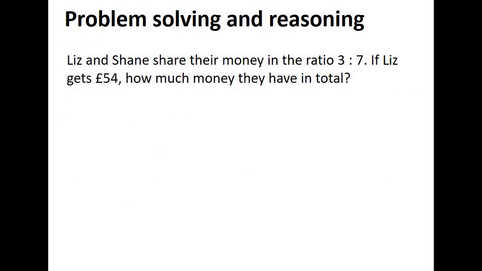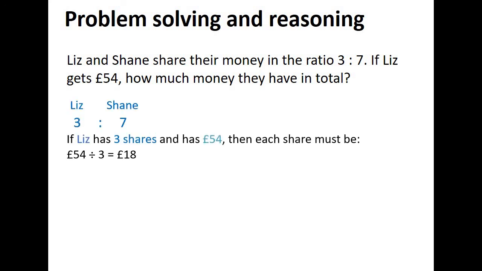Okay, so let's just look at an example. Liz and Shane, this is slightly more complex. They share their money in the ratio 3 to 7. And this time it tells you how much Liz gets. It doesn't tell you how much they're sharing, it tells you how much Liz gets. So if we think of their ratio 3 to 7, Liz has 3 shares and she gets £54.